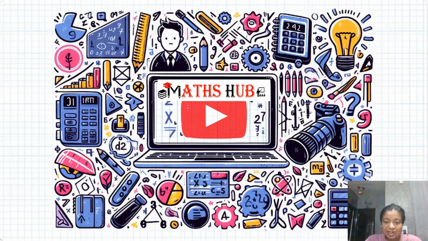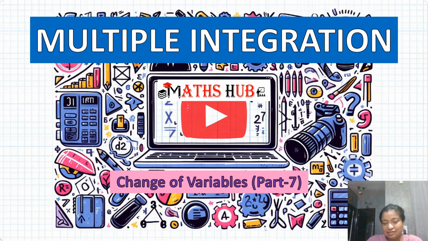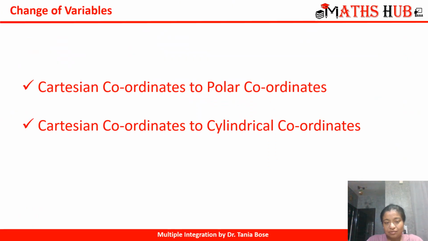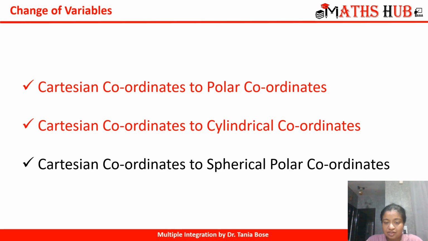So in this video, I will be telling you about the change of variables, that is converting Cartesian system to spherical polar coordinates. I would request you to kindly check my previous two videos on change of variables, where I've talked about changing Cartesian system to polar coordinates and converting Cartesian system to cylindrical coordinates. They will help you to understand the concept behind it. So here I will be focusing on converting a Cartesian system to a spherical polar coordinate.